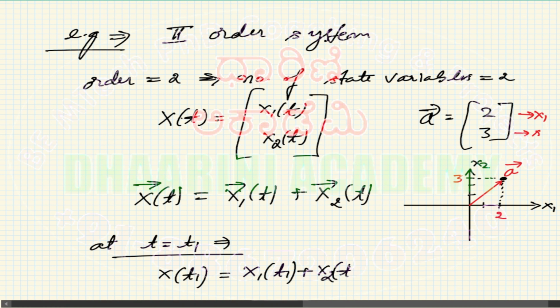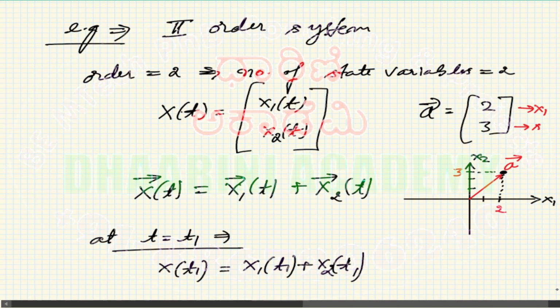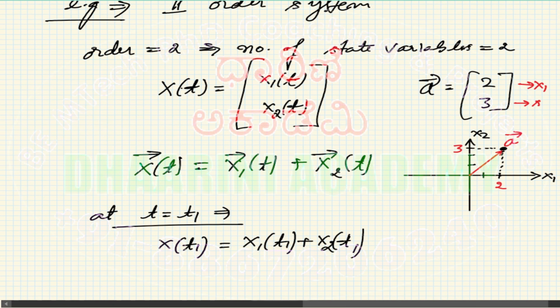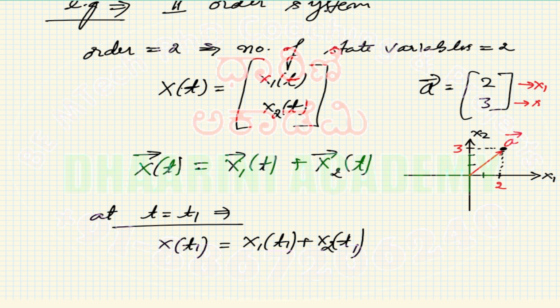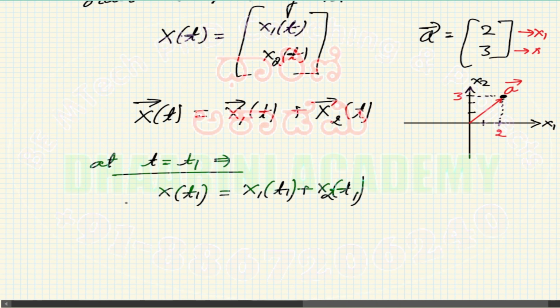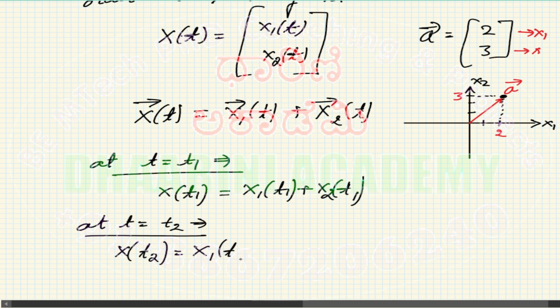This should hold good even for t2. In general, you can generalize this: at t equal to t2, this is also true. Okay, I'll come to a different notation now. Let me write two equations for the time being. At t equal to t2, let me write another equation: x of t2 is equal to x1 of t2 plus x2 of t2. All right, this is fine. We understood. This is just an example.